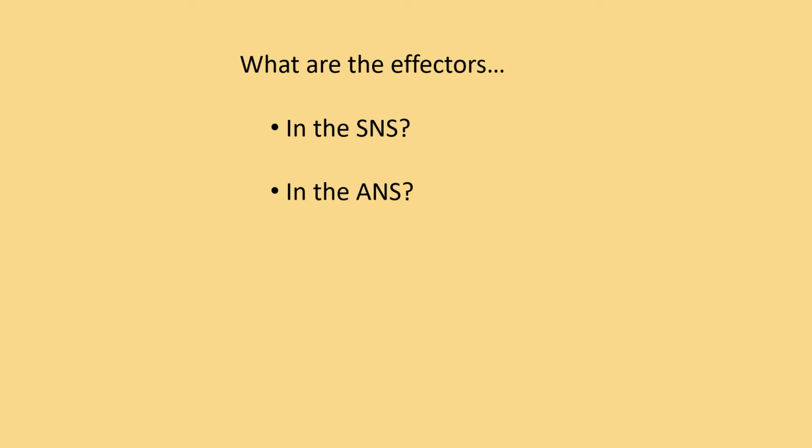So let's remind ourselves, what are the effectors in the somatic nervous system versus the autonomic nervous system? The effectors in the somatic nervous system, it's always skeletal muscle. It's always skeletal muscle. And the effectors in the autonomic nervous system, smooth muscle or cardiac muscle or glands.